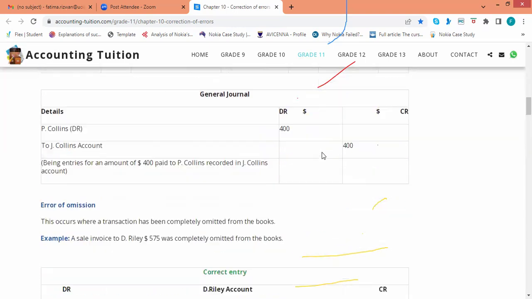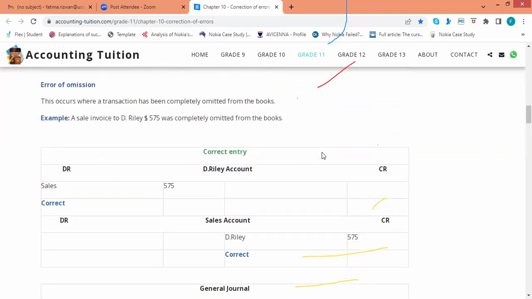Yes. Okay. So the third is called error of omission. By the name it suggests that you have omitted something, you have forgotten to write something. So this occurs where a transaction has been completely omitted. You've not written the journal entry, you've not posted it to the T accounts, and it's not in the trial balance. That's why your trial balance is balanced, debit and credit are the same, because you have completely omitted something.